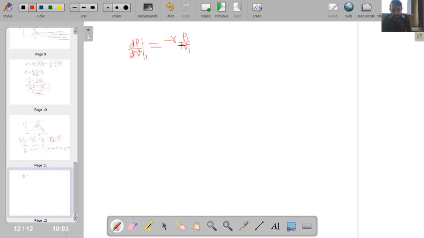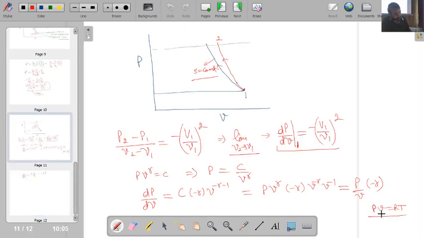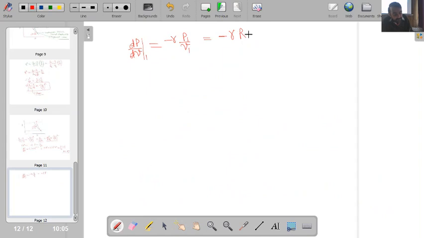So I can write this as minus gamma P1 by V1. In place of P, if I write RT1 by V1, I am getting V1 square in the denominator. Okay, and what do we mean by gamma RT1? Gamma RT1 is nothing but, for a calorically perfect gas, the speed of sound A1 square by V1 square.